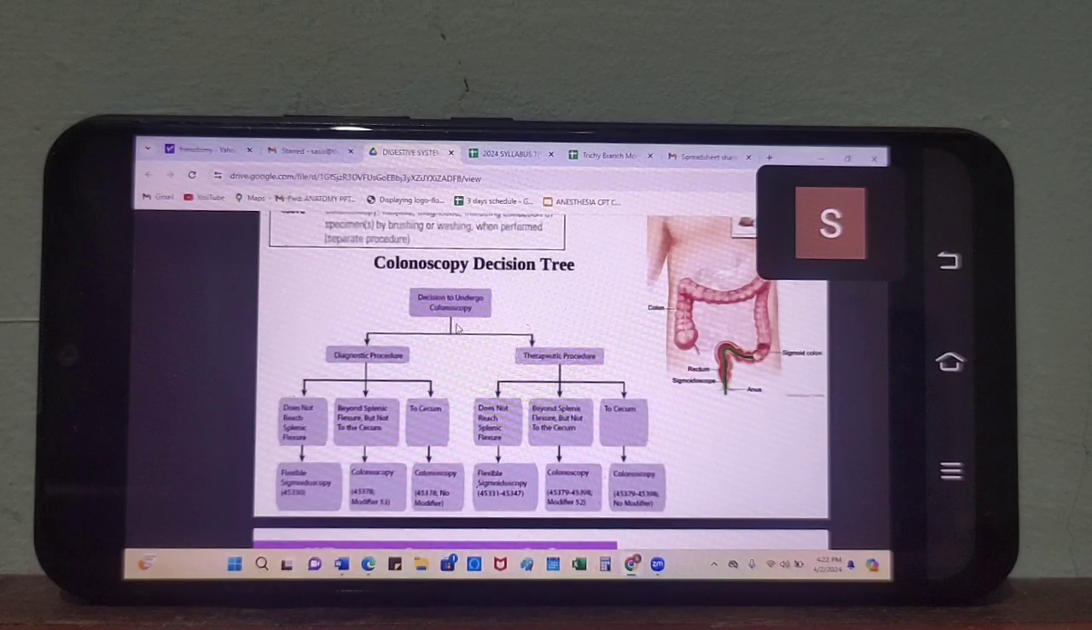So for the scopy, there are two purposes, two reasons. One is that the scope is inserted for a diagnostic procedure. Another is that it is inserted for a therapeutic procedure. Diagnostic means it's a procedure.